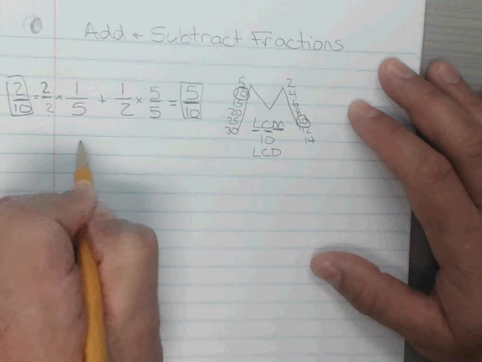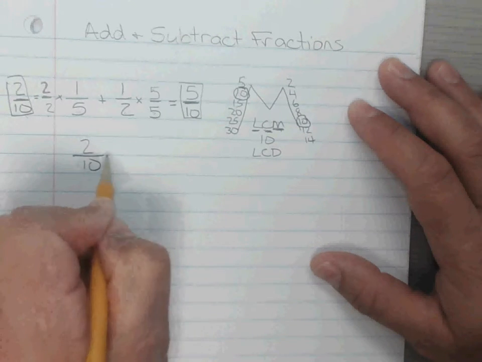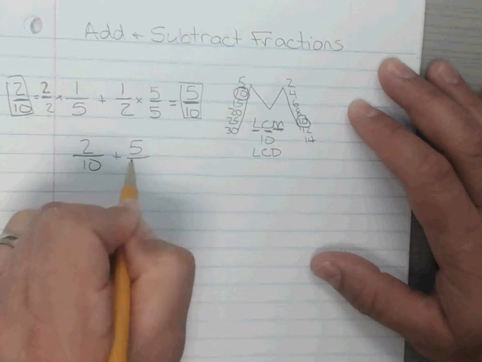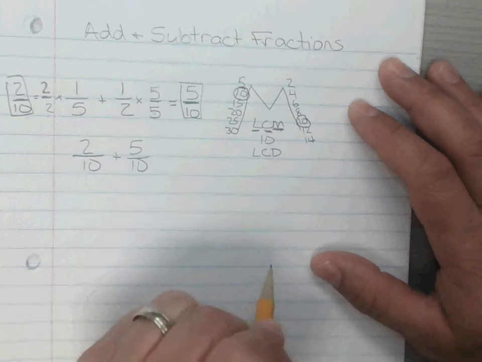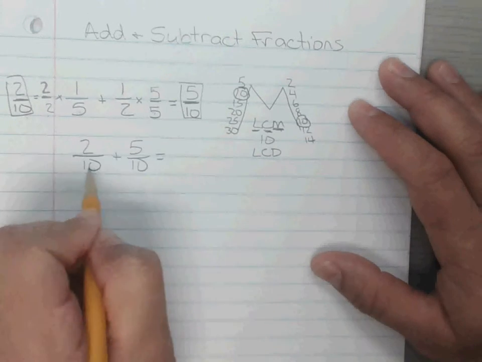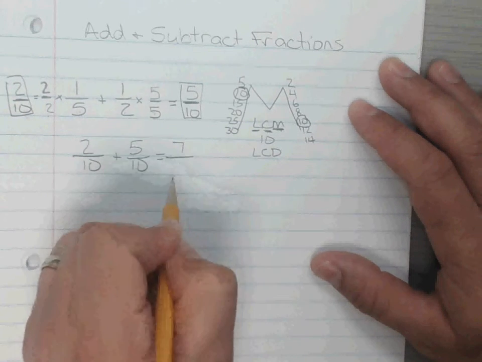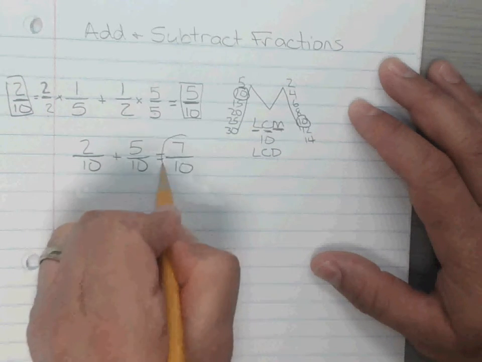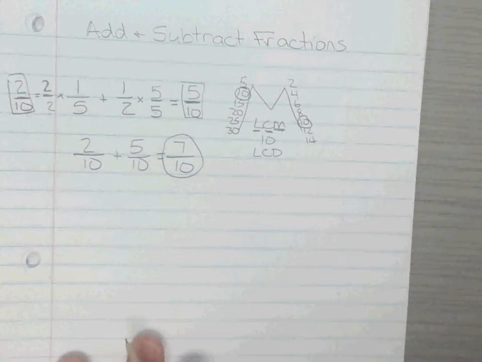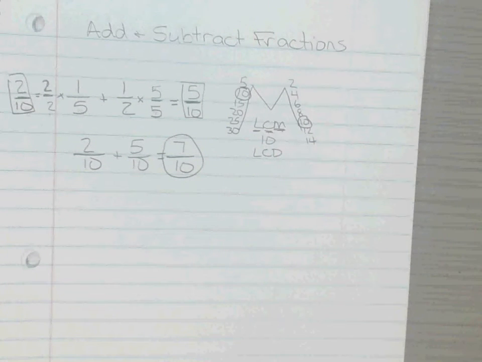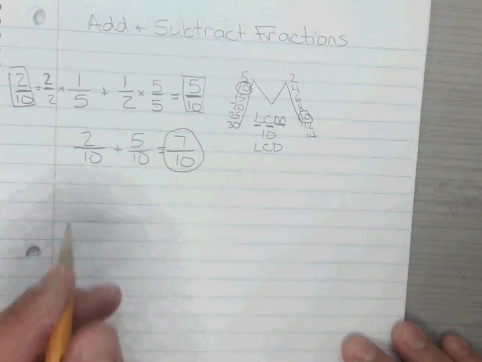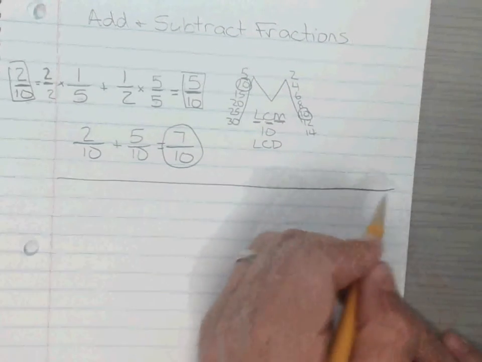So I'm going to take 2/10 plus 5/10, and now I am allowed to add them because of a common denominator. And 5 plus 2 is 7, and the denominator stays the same. And there's my answer, 7/10. Let's try another one. I'll put a line there.